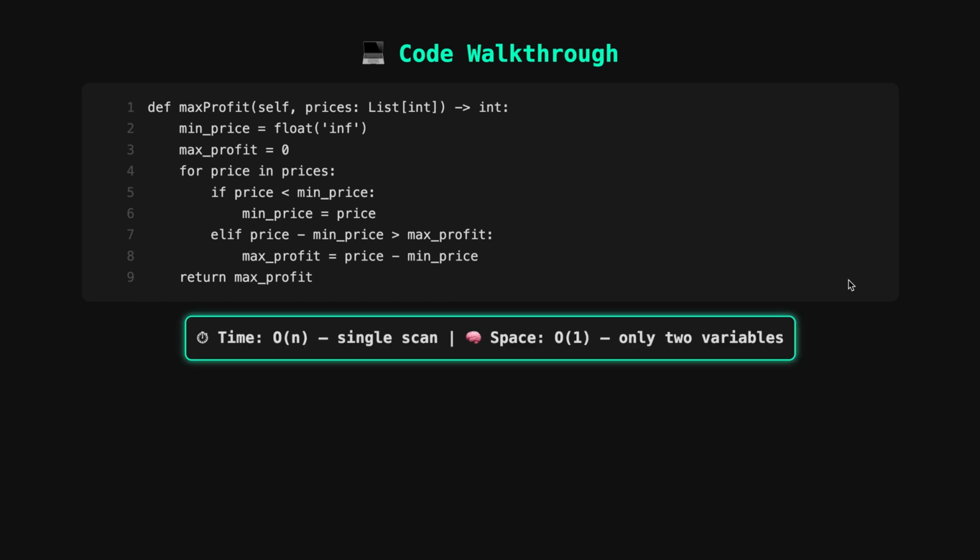Now talking about the efficiency, the time complexity here will be order of n because we only go through the array once. And the space complexity is order of 1. It is constant since we are just keeping track of two variables, which are min price and max profit. So that's it for this particular problem.